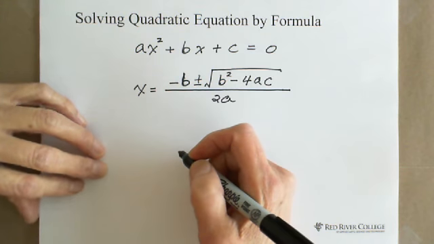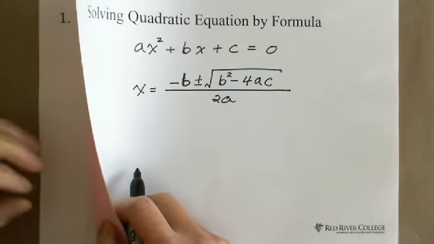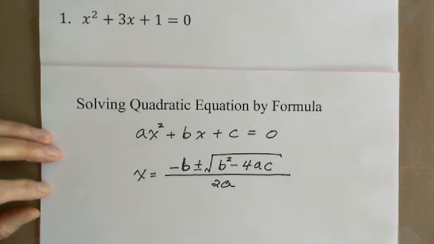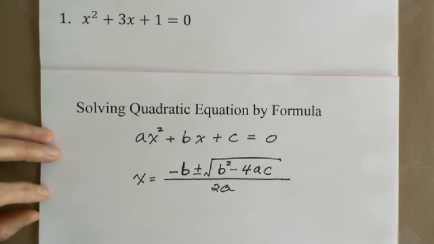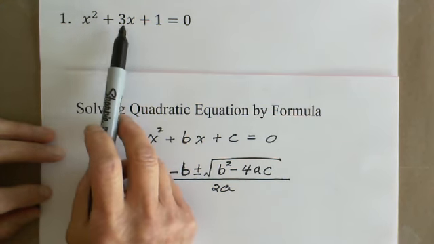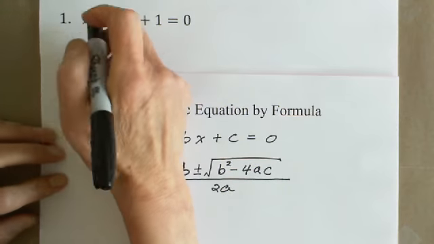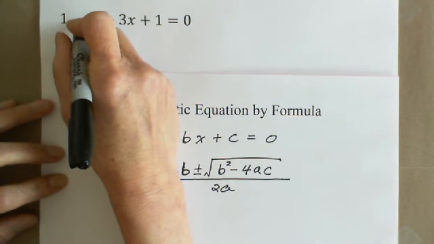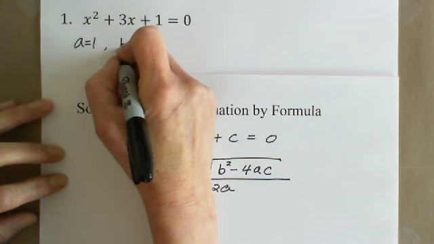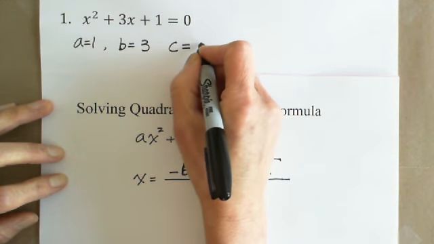Let me show you one example. The first example is x squared plus 3x plus 1 equals 0. Using the formula, because this is already standard form: x squared first, x second, constant third. In this situation, a is the coefficient of x squared, so a equals 1, b is positive 3, c equals 1.